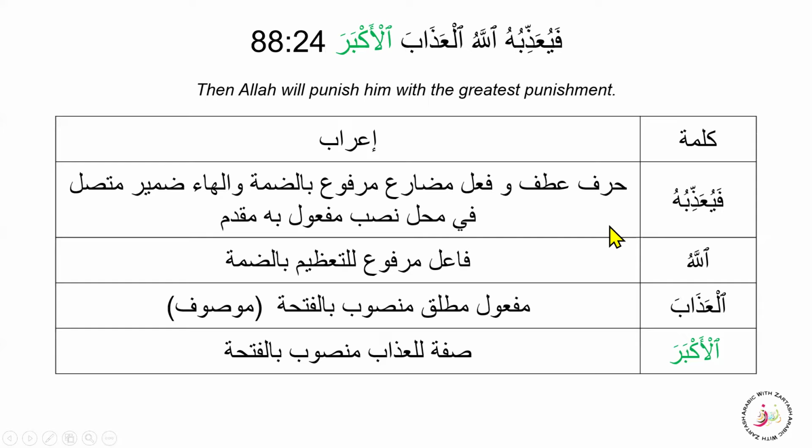So this is muqaddam because it is before the fa'il, because we have an outside doer, jawazan. The Allah lafzul jalala is the outside doer, fa'il marfu lit ta'zim bid damma, and al azaba is a maf'ul mutlaq here. We have learned that when an extra maf'ul has the same root letters as its fa'il, that is a maf'ul mutlaq.